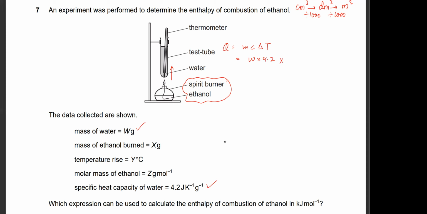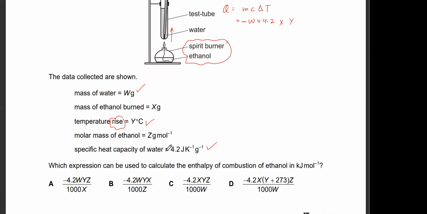And what's the temperature change? The temperature rise is given, that's Y degrees centigrade. Whenever you see a temperature rise, that means the reaction is exothermic, so make sure you put a negative sign there. So this is what's happening: W into 4.2 into Y, right? Which expression can be used to calculate the enthalpy change of combustion of ethanol in kilojoules? So this is the heat energy produced, the first thing.